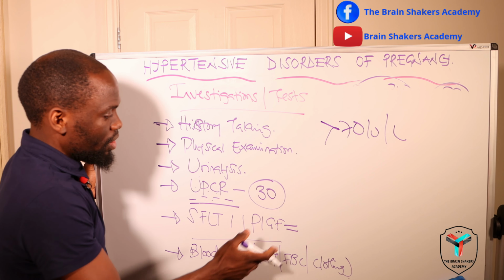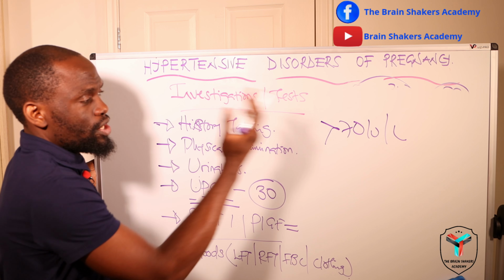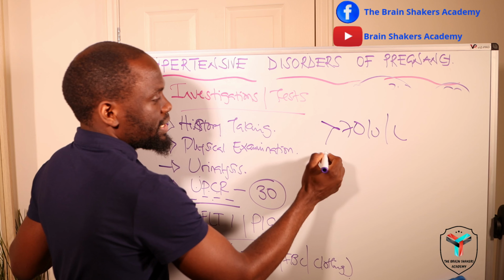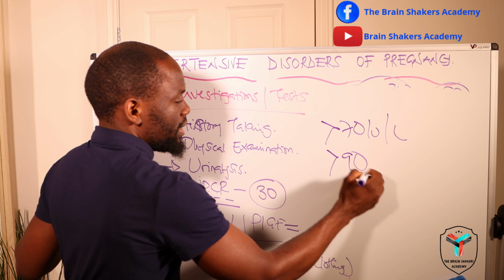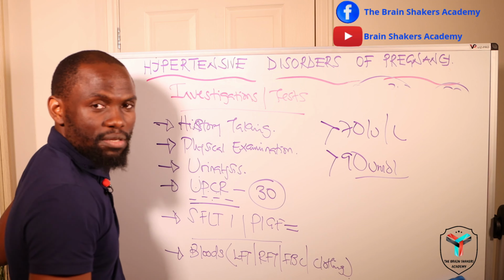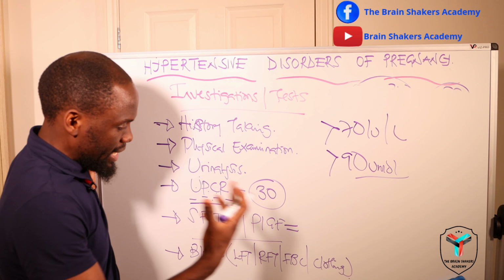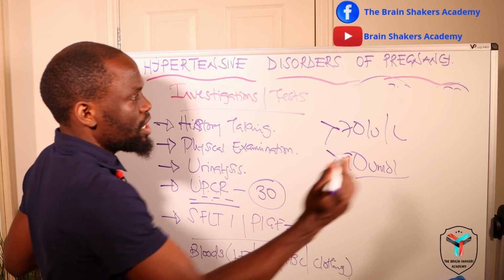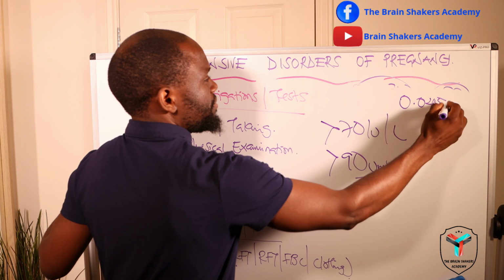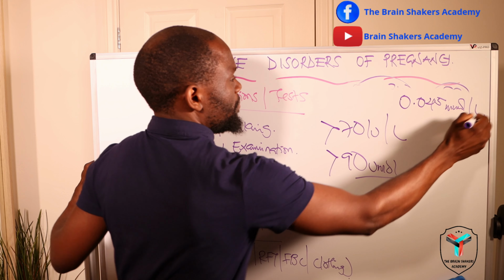And as you're looking at renal function, you're looking at the creatinine levels as well. If you're looking at creatinine, anything above 90 micromoles will be said to be elevated. If you're looking at urates, anything greater than, I think, 0.045 millimoles per liter.